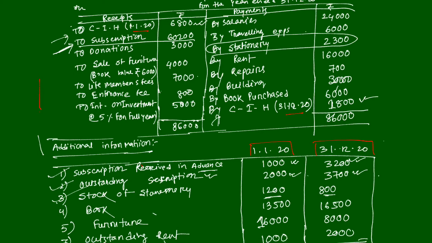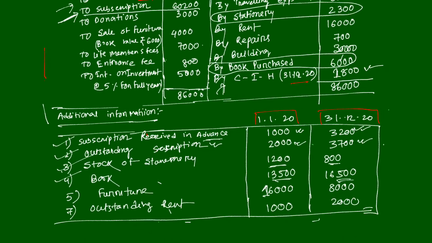Okay, now next one is book. Here it is written book opening balance and closing balance, that book. And if you see, book purchase is written on payment side 6000. We know book is an asset, that's why that book purchase will be written in which side? Remember that thing. Book purchased will be written on your asset side.